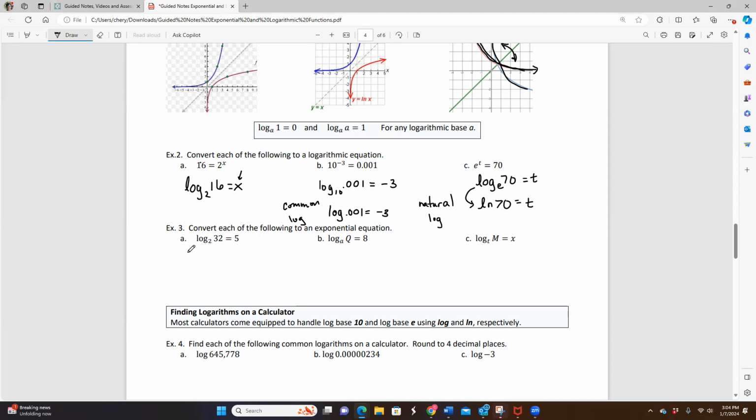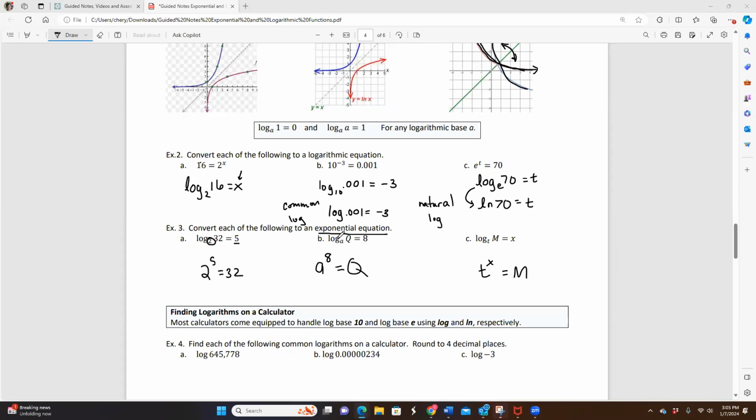Now we're going to do a similar conversion in example 3, except we're converting to an exponential equation. In part A, we have log base 2 of 32 equals 5. We would convert that using the base 2. This is our exponent, 2 to the 5th equals 32, and you can check that and make sure it's correct. Go ahead and try B and C and then we'll put them together.